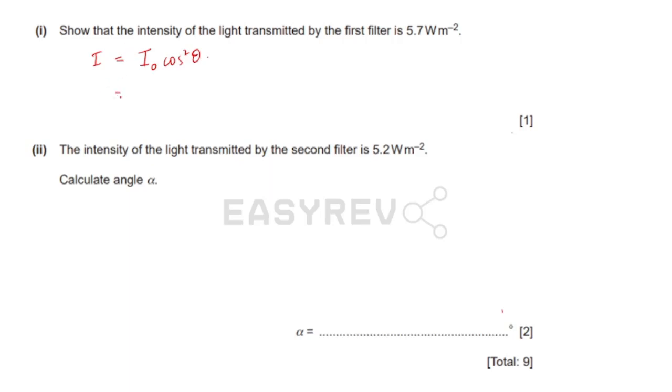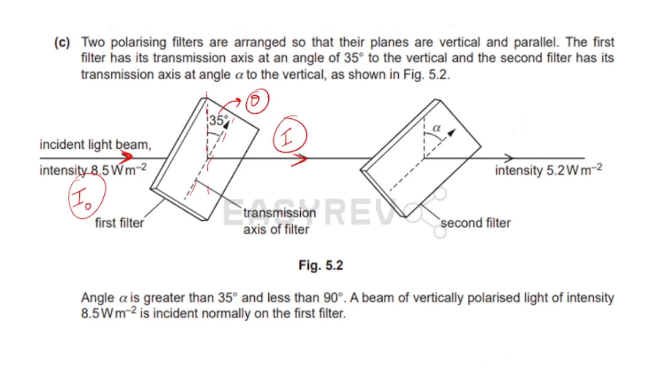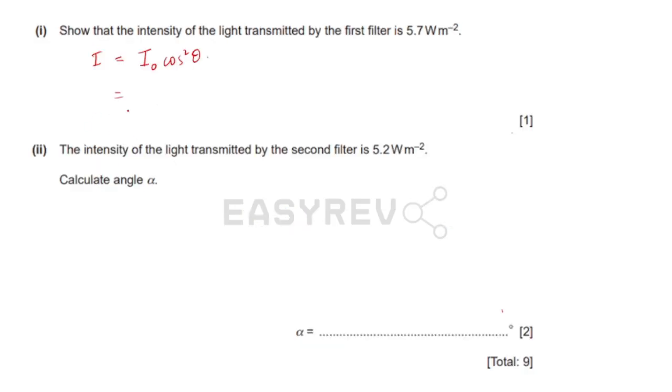So now it's just a matter of plugging everything in. So you have 8.5 as I naught, and then theta is 35. So it's 8.5 times cos 35 whole squared. And let's see what we get on our calculator.